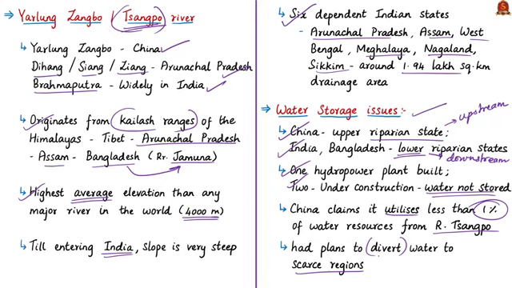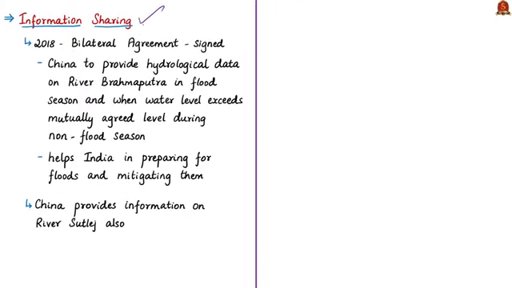Now let us see some matters discussed in this news article about information sharing about rivers. In 2018, India and China signed a bilateral agreement during the Indian Prime Minister's visit to China. As per this agreement, China has to provide hydrological data on this river in flood season, that is from 15th May to 15th October every year.